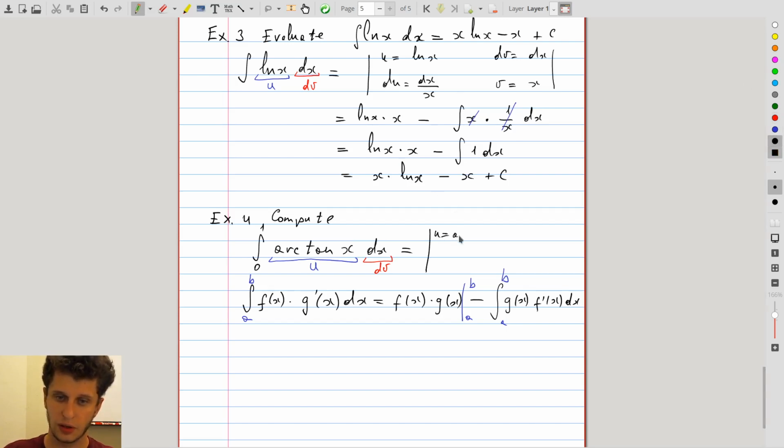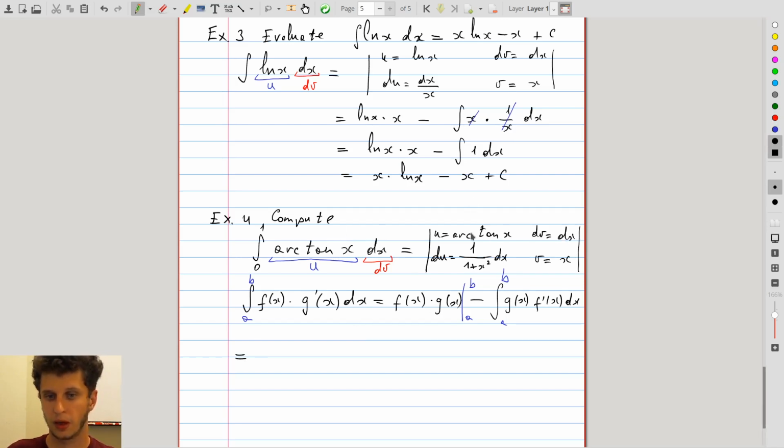So my u is inverse tangent of x, dv is dx, which means that v must be x, and du is the derivative of inverse tangent times dx. So the derivative of inverse tangent gives me 1 over 1 plus x squared times dx, and I shall rewrite this integral now as u times v, so that's x times the inverse tangent x, minus integral of v du.